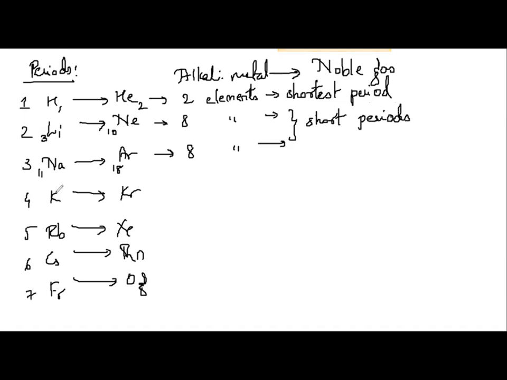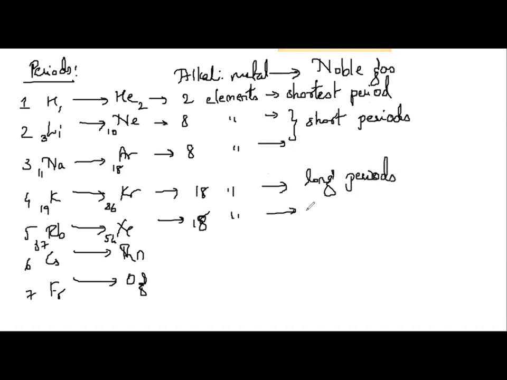If you look at the fourth period, starting with atomic number 19, that is potassium, ending with krypton, atomic number 36, and the fifth period, starting with atomic number 37, ending with atomic number 54, they have 18 elements each. And these two periods, the fourth and fifth periods, are called long periods.